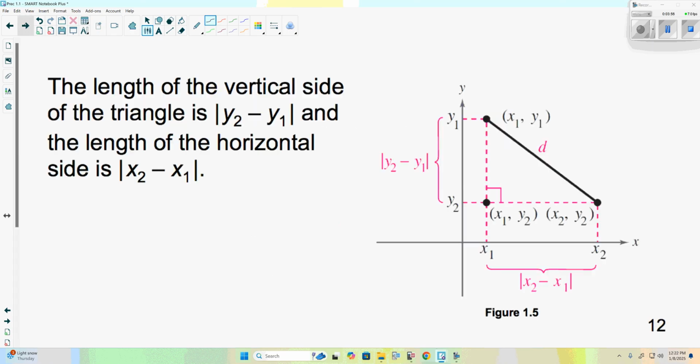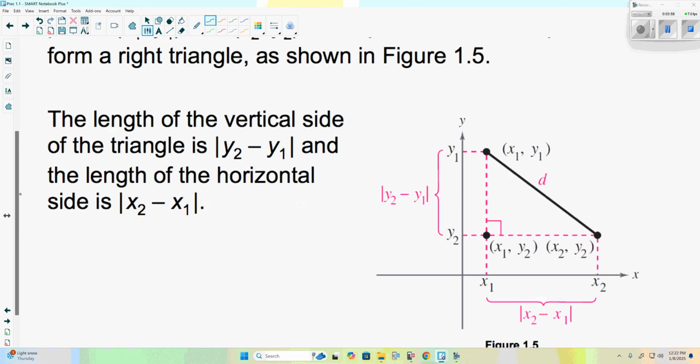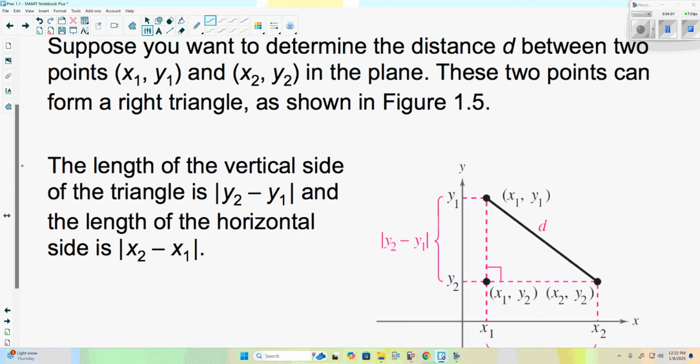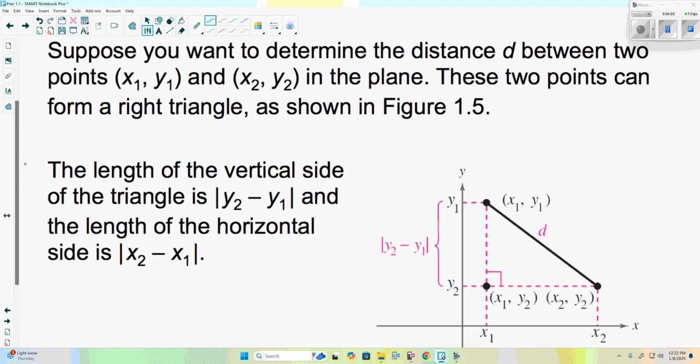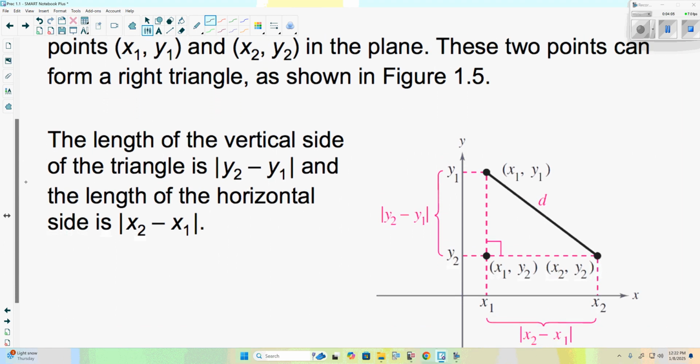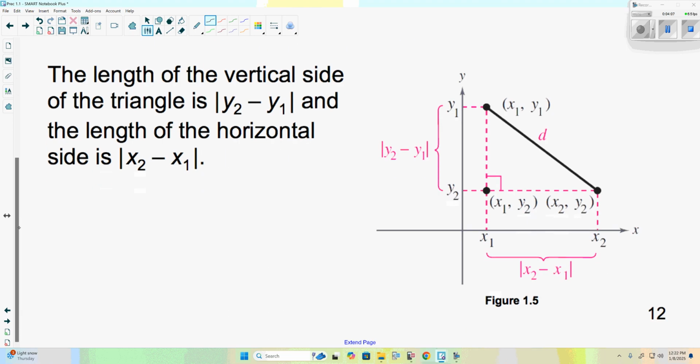For right triangles. Now, interestingly enough, suppose you want to determine the distance between 2 points, x1, y1, x2, y2. What we can do is set it up as a triangle. So if I want to know the distance from this point here to this point here, this distance d, well, we set this triangle up.